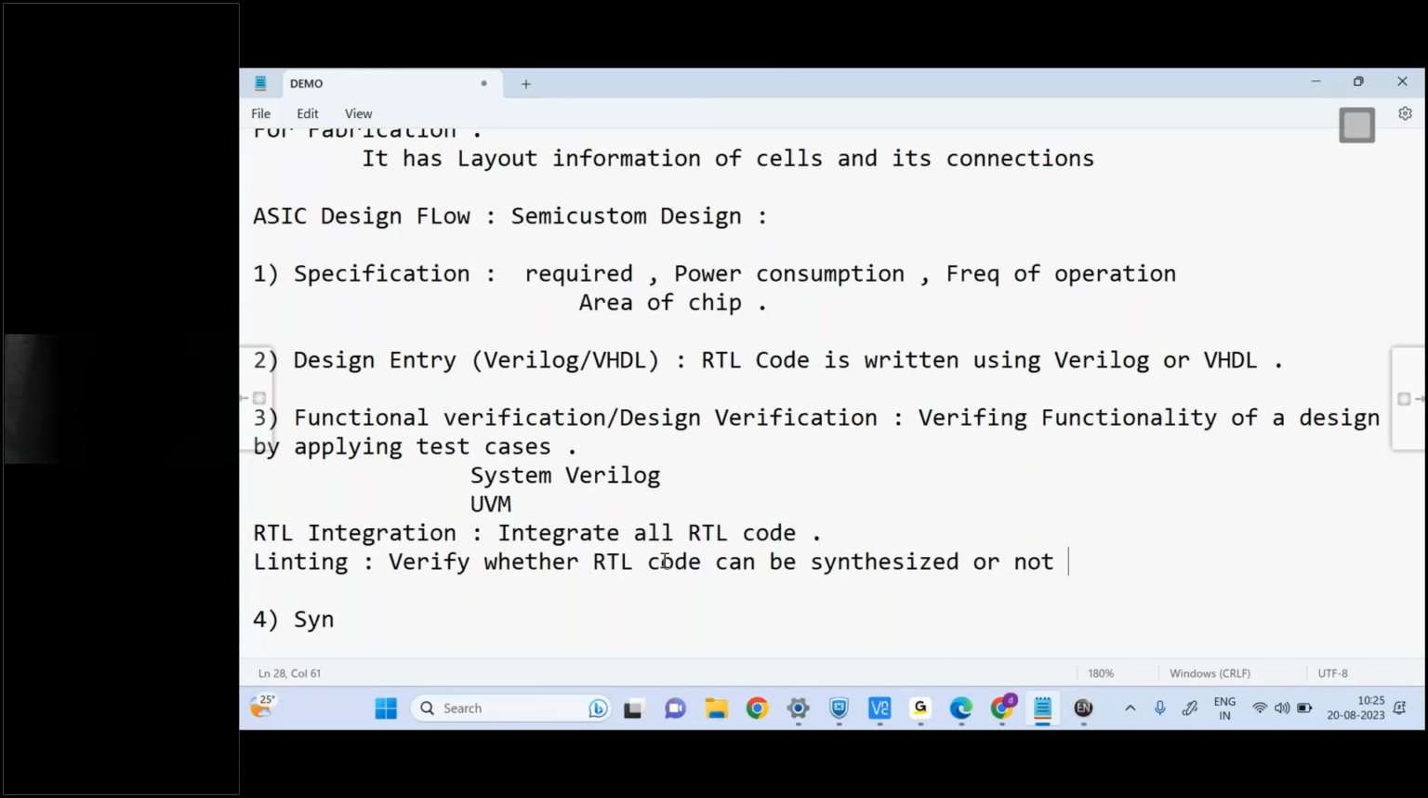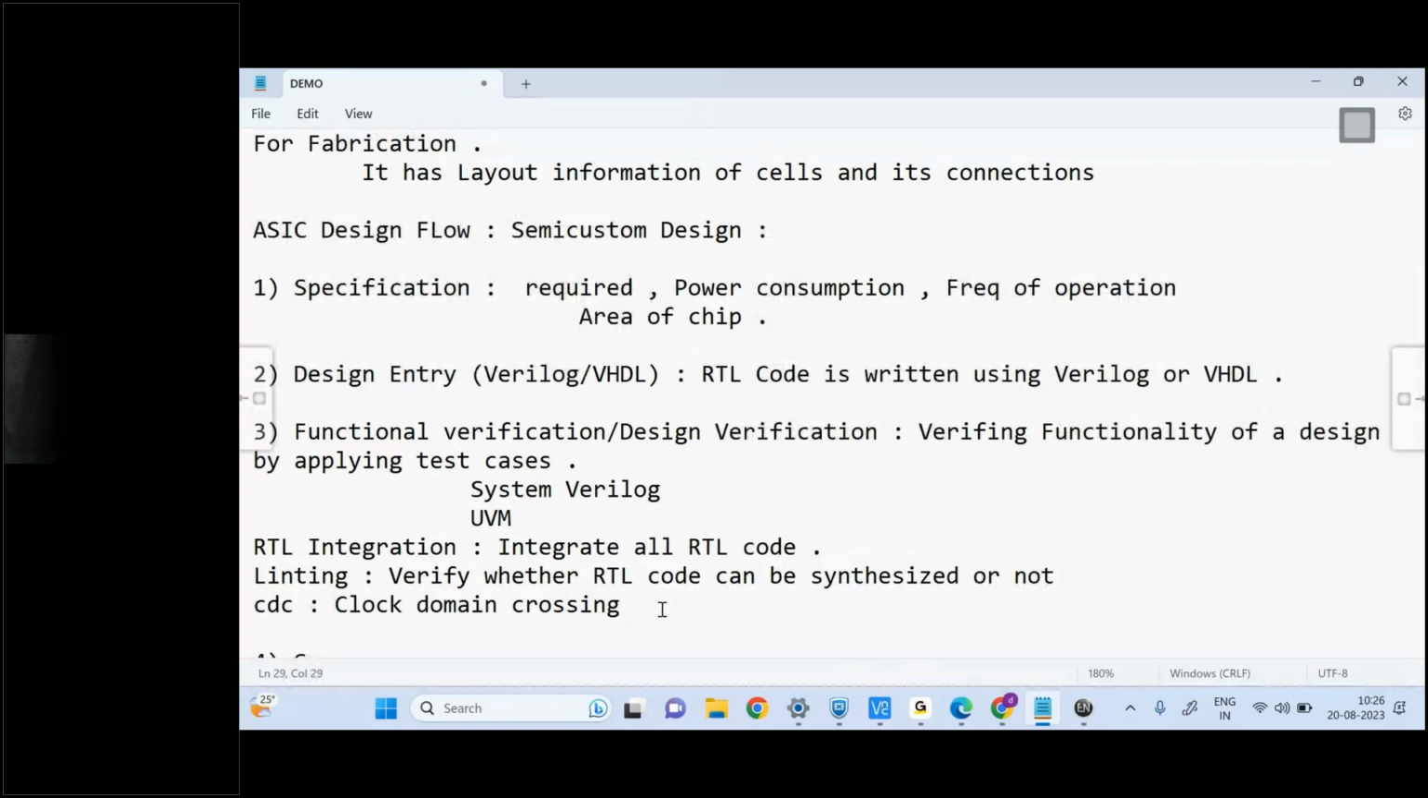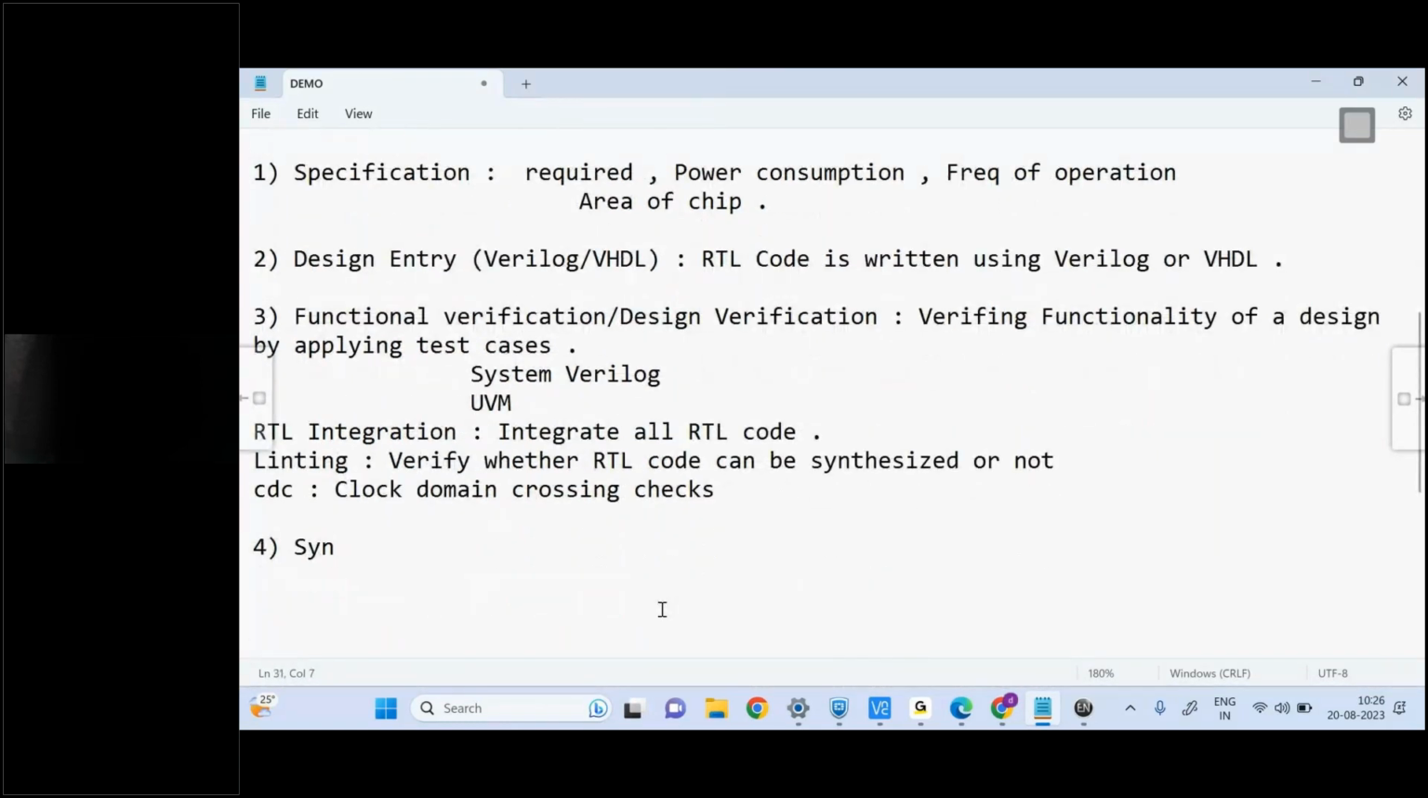In the linting team, they also follow some types of checks, like CDC check, clock domain crossing. These are the different teams which come in between before forwarding the RTL, because they will verify whether this RTL can be easily synthesizable or not. If it can be synthesizable, then only they will forward it to us. So they will do clock domain crossing checks. After that, they will pass it to the synthesis team.